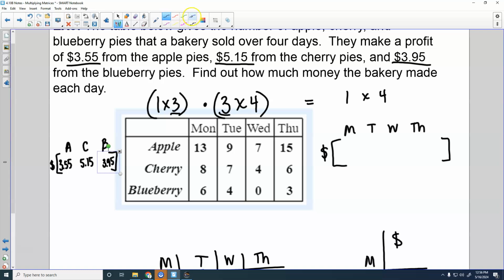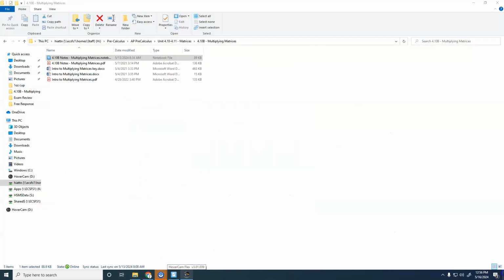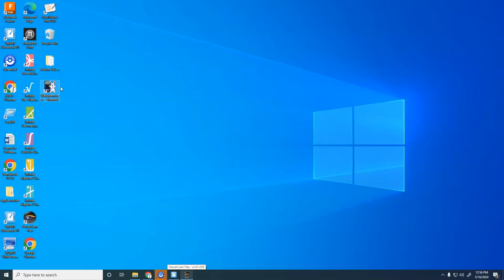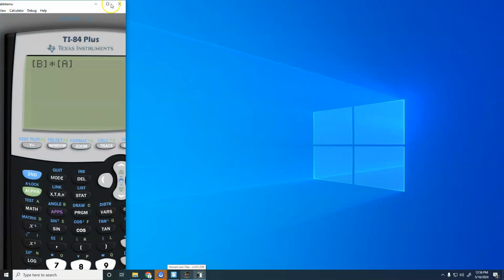And if you think about this matching, not only do these dimensions need to match, you've got 3 and 3, but they need to be the same variables, right? Apples, cherries, blueberries, apples, cherries, blueberries. They match. If this was something different, like small, medium, and large pies, then it wouldn't make sense to multiply them together, even though it'd be possible. So let's use our calculator on this, because I've had enough of doing it by hand. I'm tired of it.